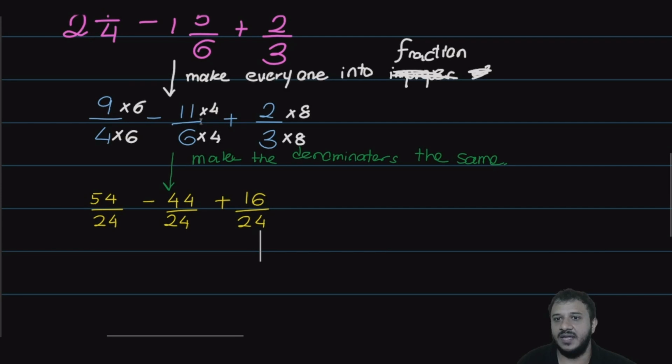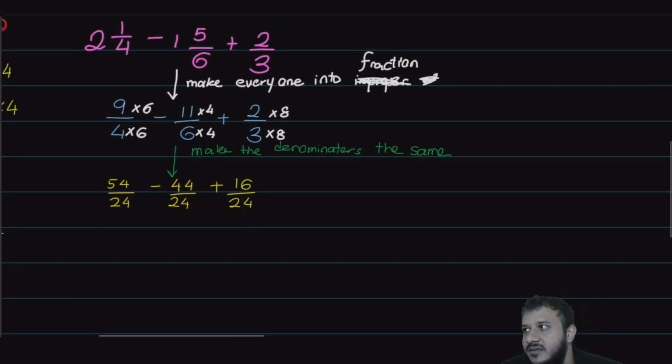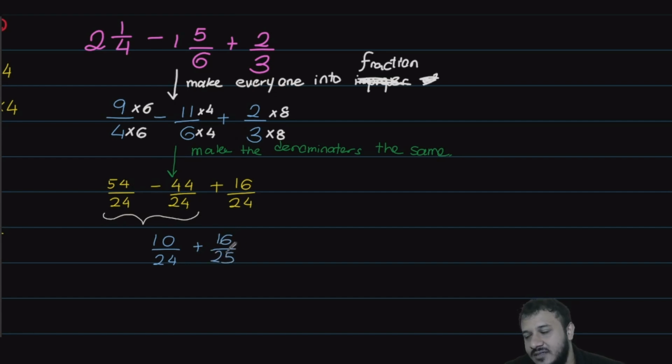Everybody? Then my next step is going to be, either you can do all of them at once, I would rather do 2 things at a time, or 1 thing at a time. So for 54 take away 44, that's 10 out of 24, add with 16 out of 24, right? Then 10 plus 16, that's how much? 26, right? 26 out of 24. Now you got your final answer.